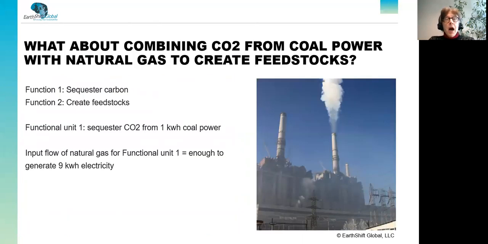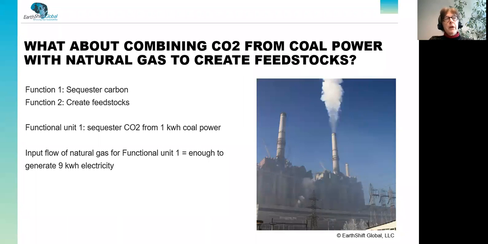For the same company, we looked at combining the carbon dioxide from coal power again. This is another potential sequestration of emissions from a coal plant concept. What if we combine that with natural gas to create feedstocks? Feedstocks that could be used to make plastics or do other things. So the first function was to sequester carbon. The second function was to create those feedstocks.